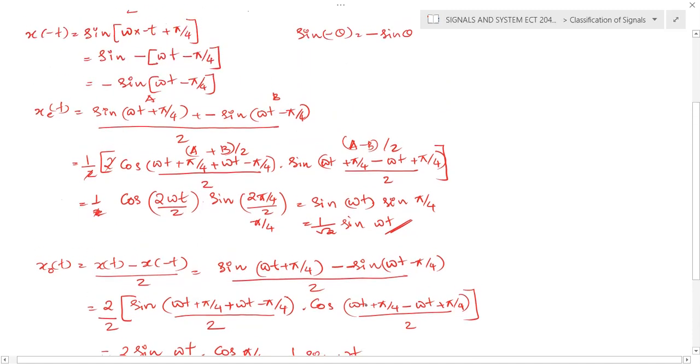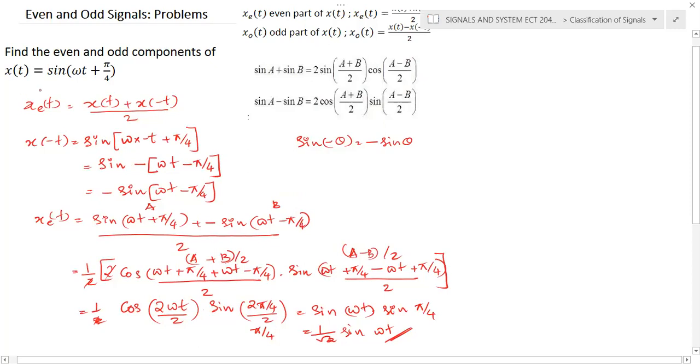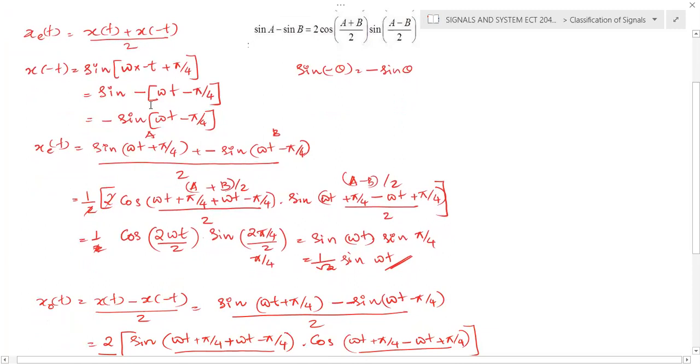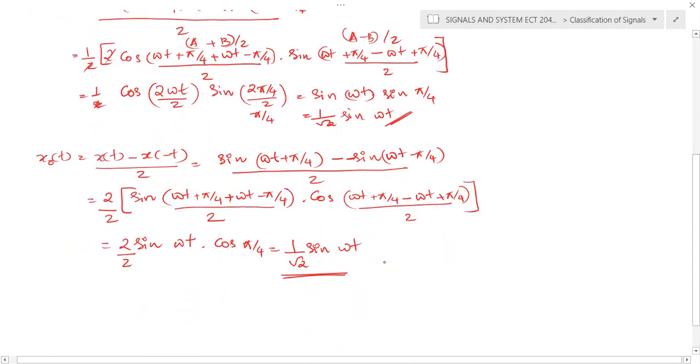So if you take this particular question, sine omega t plus pi by 4, the even component of the signal is 1 by root 2 sine omega t, and the odd component is 1 by root 2 sine omega t. Sorry, I made a mistake here. It's actually cos, so we need to write cos here. This is sine and this is cos omega t.